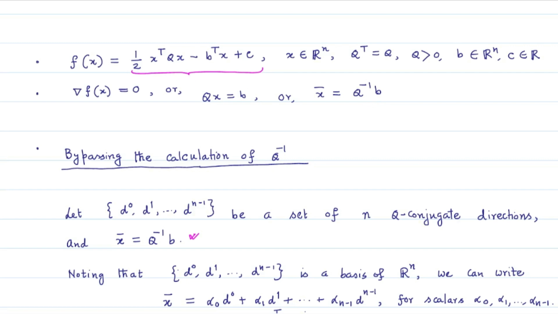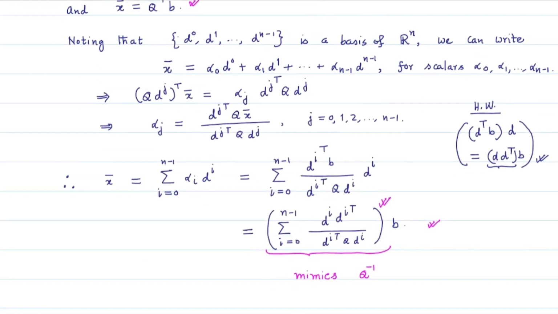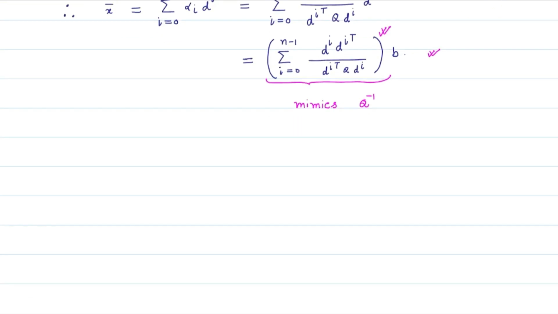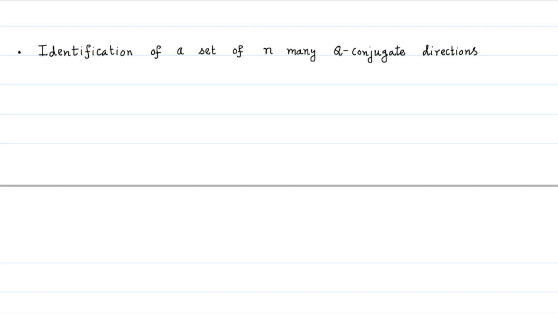Given a positive definite symmetric matrix Q, how do we find n many q conjugate directions? Let us endeavor to identify next a set of n many q conjugate directions for a given positive definite symmetric matrix capital Q. To find a set of n many q conjugate directions, we will follow the process analogous to the Gram-Schmidt method to find an orthogonal basis from a given any basis of the n-dimensional Euclidean space.